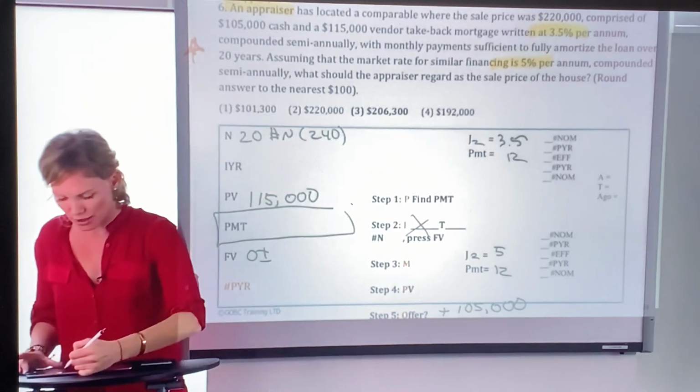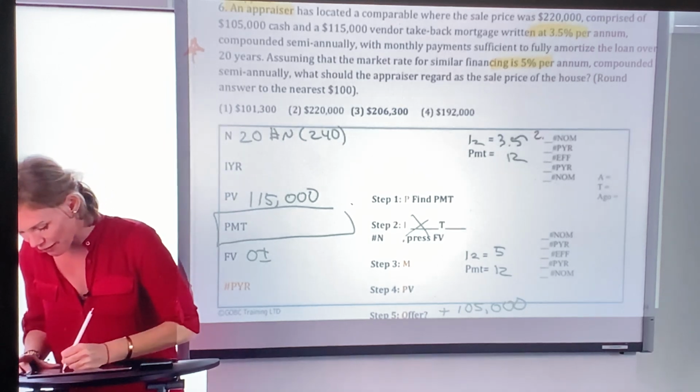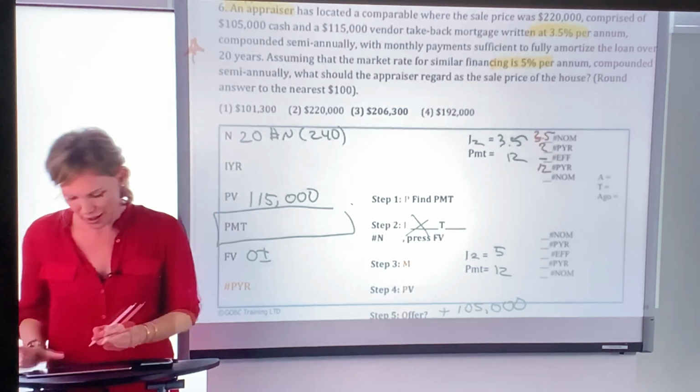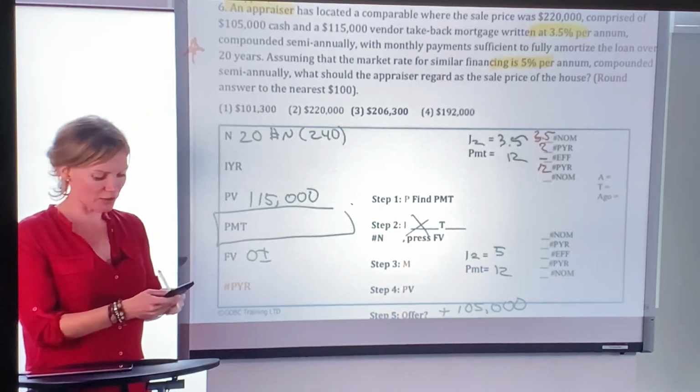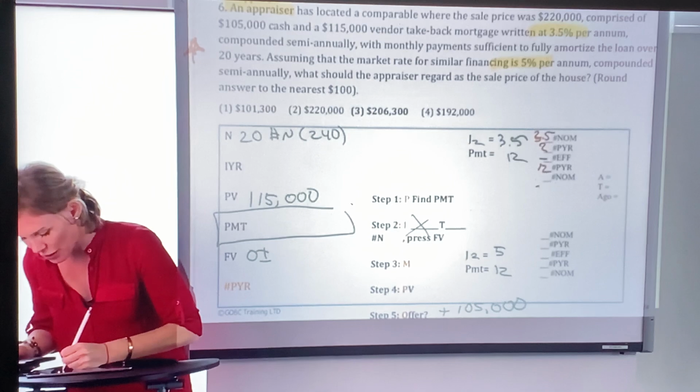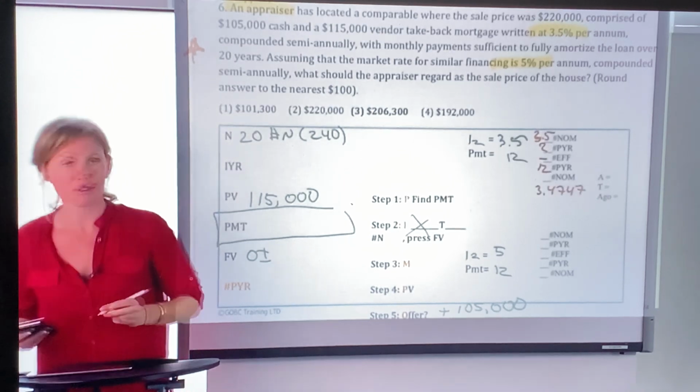So let's start with your NPEPN. Let's do the conversion. 3.5, 2 and 12. It should come up nice and close to 3. So let's do that right now. So 3.5 shift nom. 2 shift PYR shift effective. 12 shift PYR shift nom. Did you get 3.4747? Okay, good job.